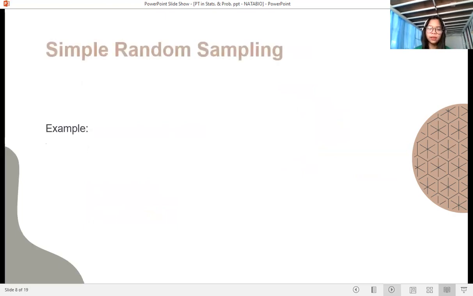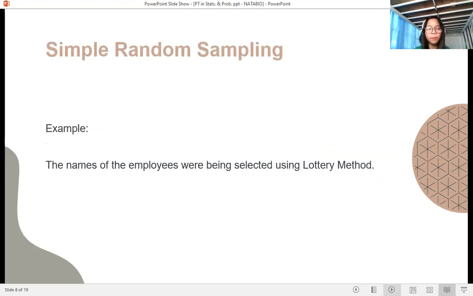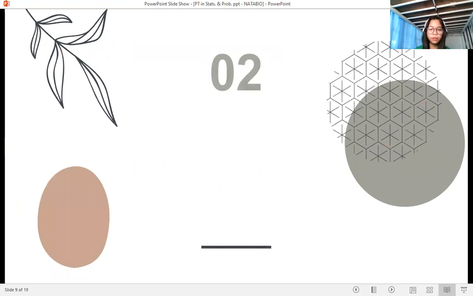Okay, I have a sample scenario for simple random sampling. Our example here is that the names of the employees were being selected using the lottery method. This can be considered simple random sampling because it used the lottery method. So we are done with simple random sampling, our first sampling method. Let's proceed to the second sampling method.